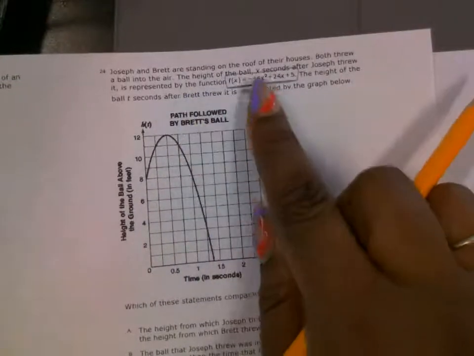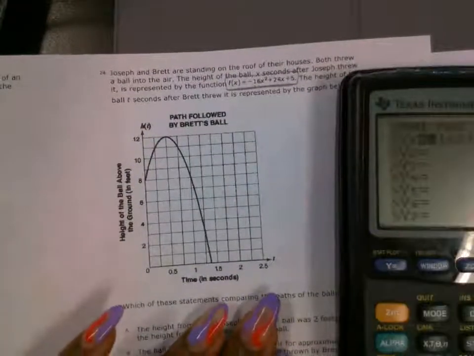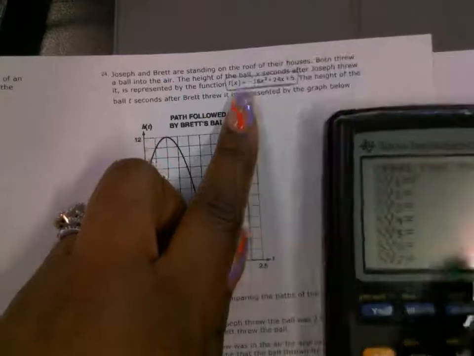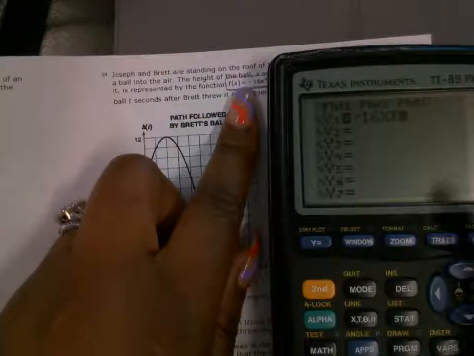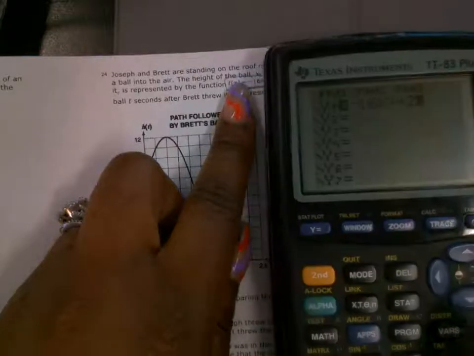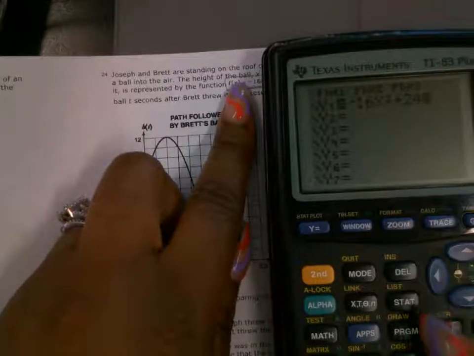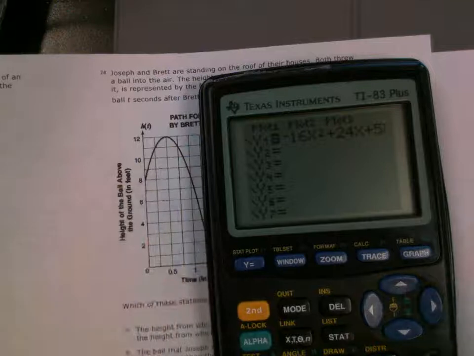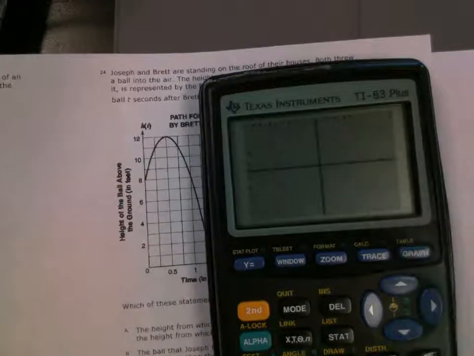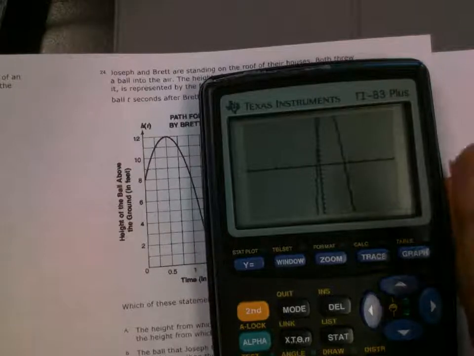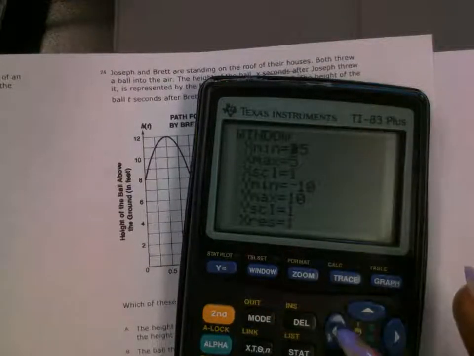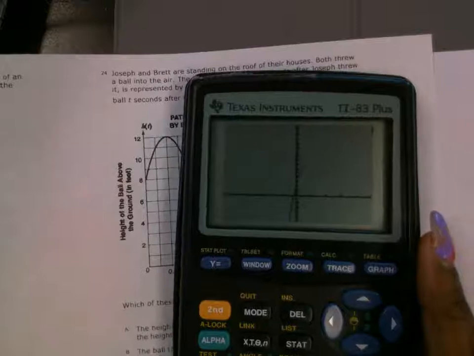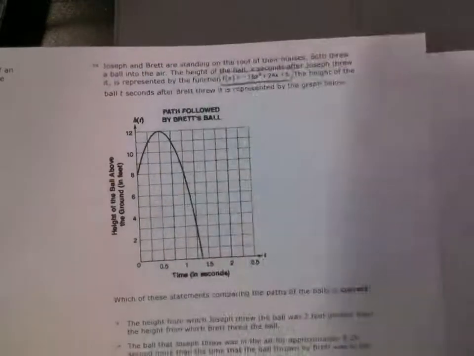So we got a graph for this one. We need a graph for this one. So let's use our calculator to graph that. So clear it and let's graph Joseph's. So Joseph's going to be in the calculator. So it's negative 16x squared plus 24x plus 5. Okay, so that's what we have. So now we're going to graph that, and we probably have to make some adjustments, and we do. I'm going to go up some more. So we got window, and I'm going to go up to maybe 30. Let's see how that goes. All right, good. Now I got a better view of that.